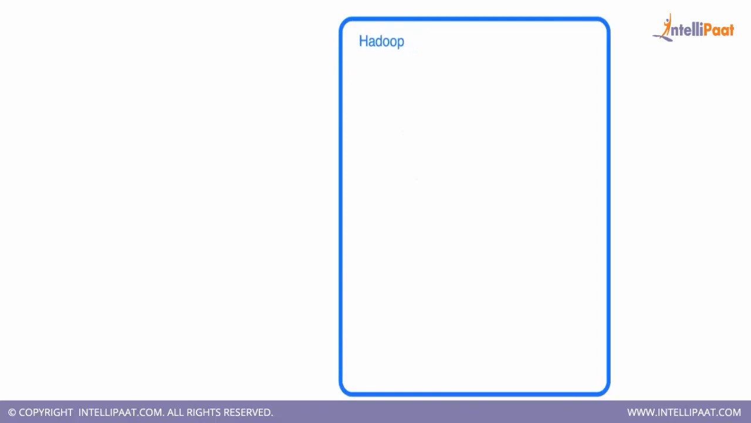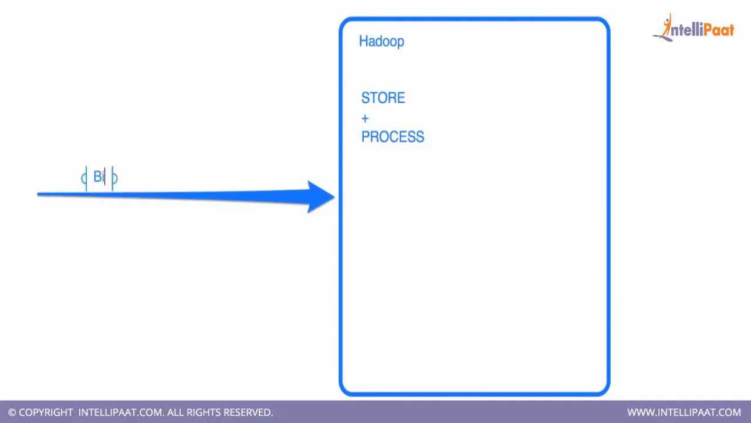Hadoop is this giant system that gives us two services in the game: store and process. What it consumes is big data. So it takes all my big data, it lets me store the data, and it lets me process the data. This is exactly what Hadoop is all about.